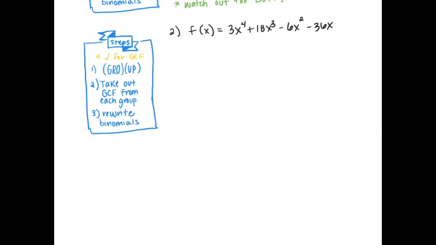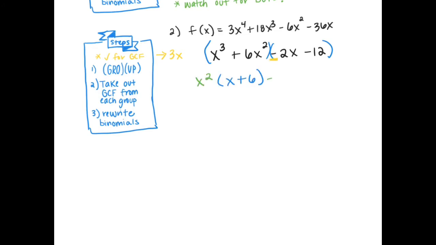Okay, so our next example, we have 3x to the fourth plus 18x cubed minus 6x squared minus 36x. That has a GCF. It's 3x. So now I am going to write my GCF over to the side in yellow to remember it's there and write the resulting polynomial. Now from here, we can group. So group the first 2 and the second 2. Now the first group has x squared in common, so I've got x plus 6. The second group, I have to take the negative out. So when I do that, the signs change.